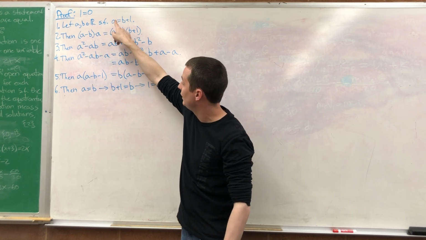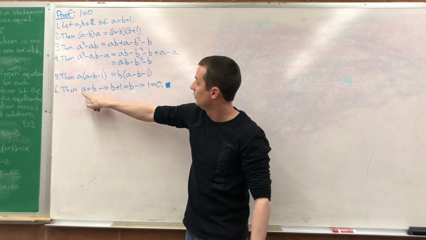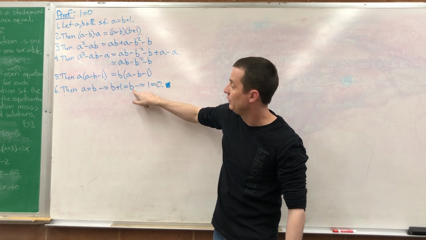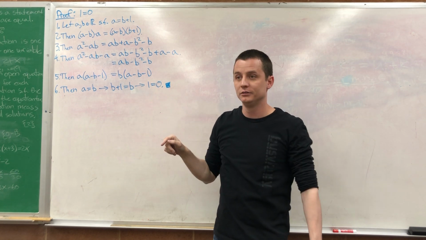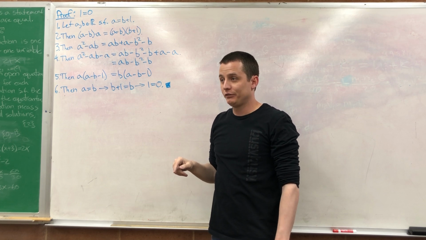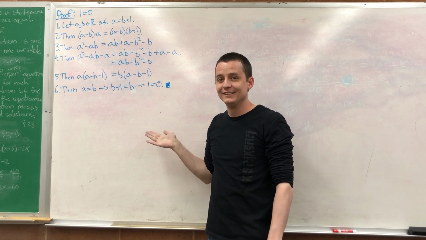But remember what a is. A is equal to b, but a is equal to b plus 1. So a equal to b is the same thing as b plus 1 is equal to b. Subtract b from both sides, we get 1 equals 0. Follow the proof? Yeah. Works, right? No. No.